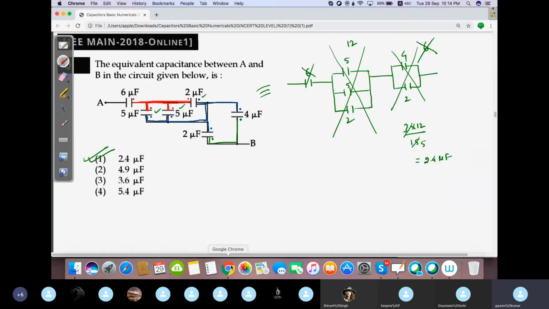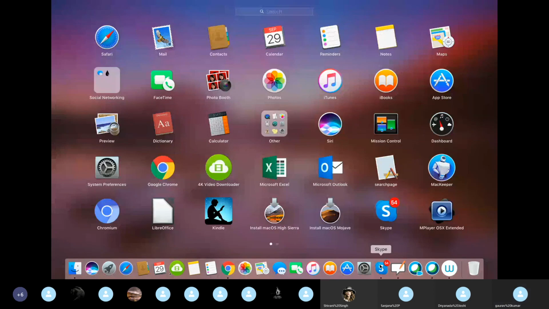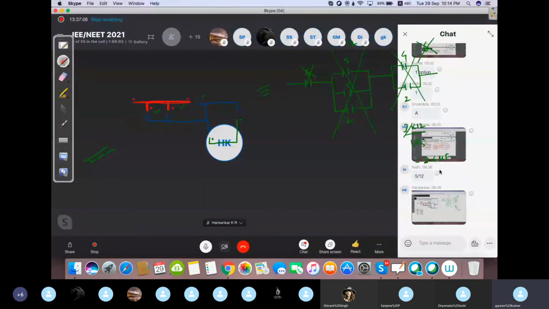Okay, no issues. This is a very easy question. किसी और ने दिया था क्या? और किसी ने दिया था इसका आंसर? No one has given the answer to this question. Okay, no issues.